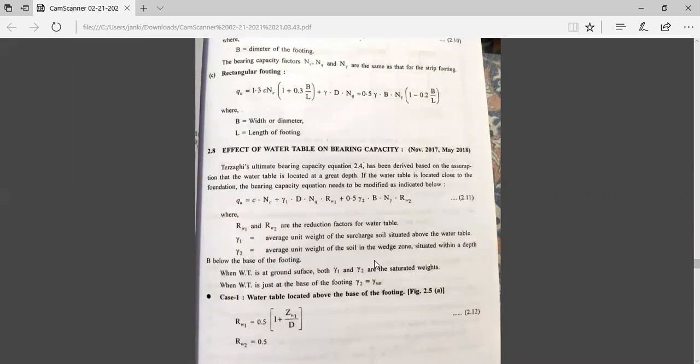as indicated below, right? Which means q equals c Nc plus gamma1 D Nq Rw1 plus 0.5 gamma2 B N gamma Rw2. Here two terms are added in our equation, which are the second and third, which means Rw1 and Rw2. Now, what is the meaning of Rw1 and Rw2? Both are reduction factors for the water table, right?